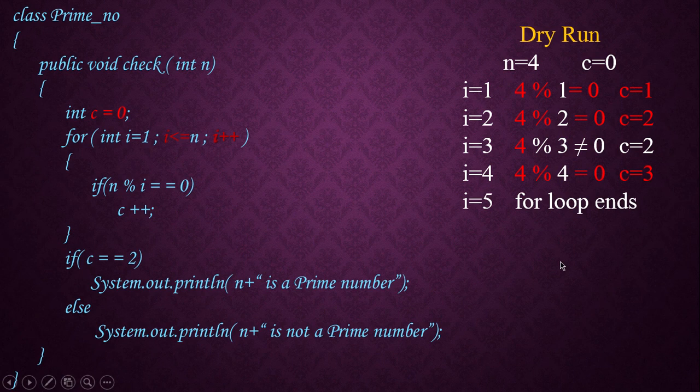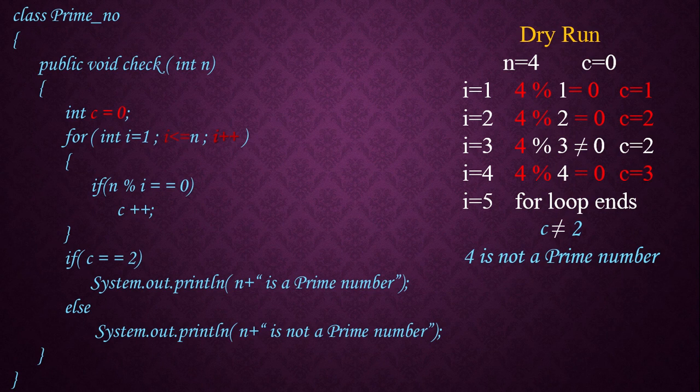So my for loop ends, and this time my value of the factor count is not equal to 2 because the factor count is 3. We are seeing 3 situations where we are finding a factor of the number 4. Since the factor count is not equal to 2, it is not a prime number. Okay, understood?